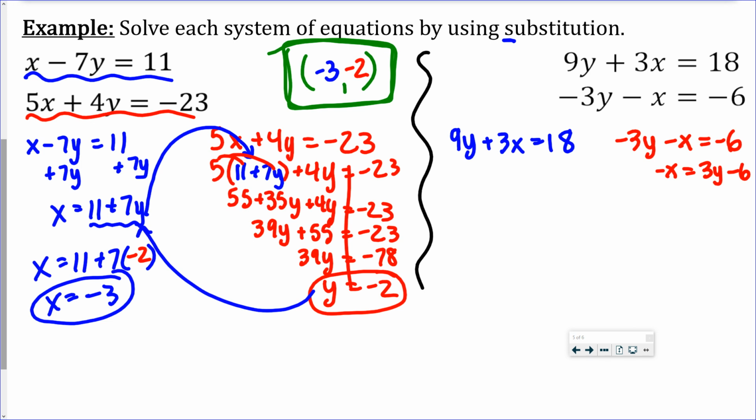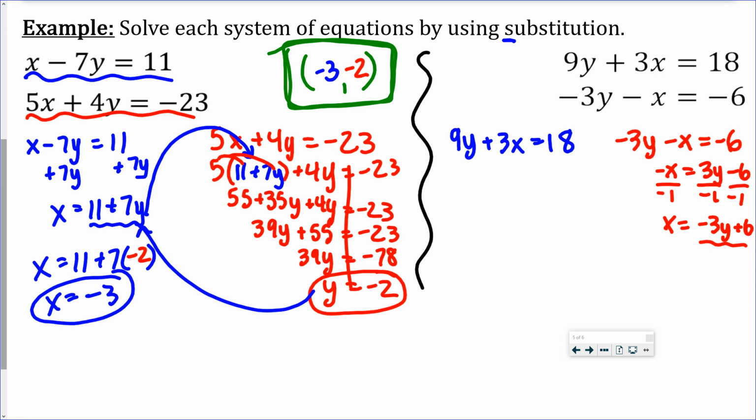One little extra step here, divide by negative 1. Make sure you divide everything by negative 1, so we get x is negative 3y plus 6. Does it matter if you have the negative 3y or the 6 first? No, it doesn't matter. You can add it in any order. So if you added over the 3y and did negative 6 plus 3y and then divided by negative 1, doesn't matter. All right, first step is done.